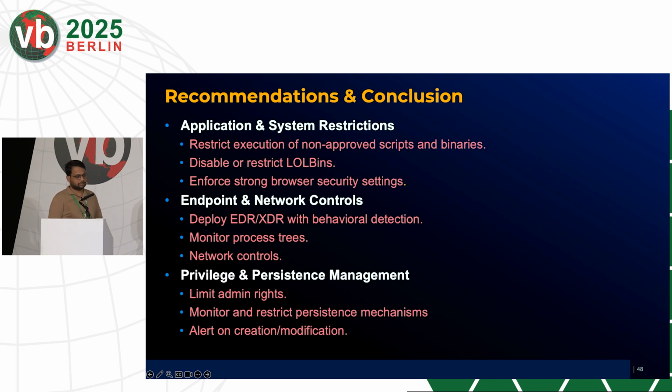So these are the recommendations at the application and system level. Restrict execution of non-approved scripts and binaries. Disable and restrict LOLBins that are not used. Enforce strong browser security settings. Then endpoint and network controls: deploy XDR, EDR, and behavior detections, and monitor process trees, plus network controls. For privilege and persistence management, limit admin access rights, monitor and restrict persistence mechanisms, and alert on creation and modification.